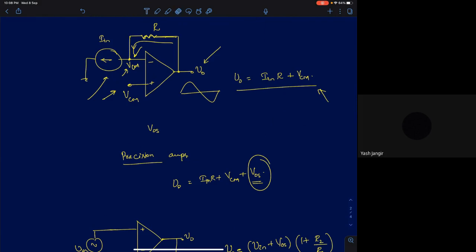This will corrupt the output. So let's say the goal of the circuit is to measure the changes in this current. What is the minimum change in the current that you can measure? That is limited by offset, because it's getting added to offset. There will be some error in measurement. So those circuits are called precision circuits, which will have very low offsets. How does one design this? What are the techniques to reduce offsets in operational amplifiers? That is another important topic. We'll also look at the origin, the source of these offsets in operational amplifiers, and how to reduce them.